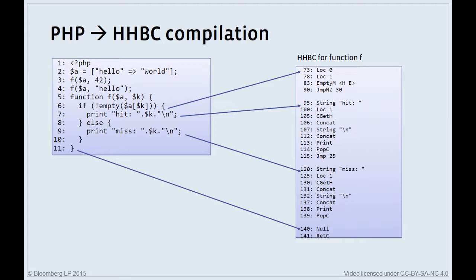We're going to execute this function f twice with the same array a, but once with the integer 42 and once with the string hello. The type of a here, the first parameter to f, is going to be an array both times. The type of k is going to be an integer the first time and a string the second time. So we're going to look through how it regenerates code and links things back together.